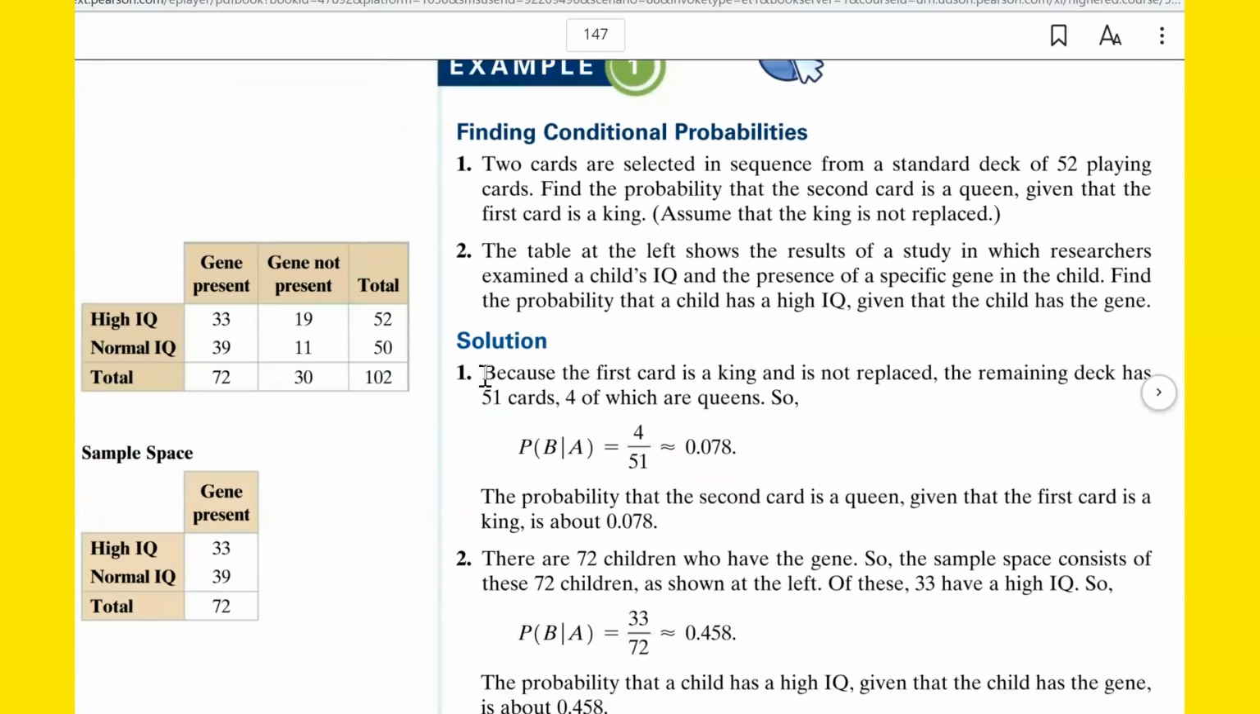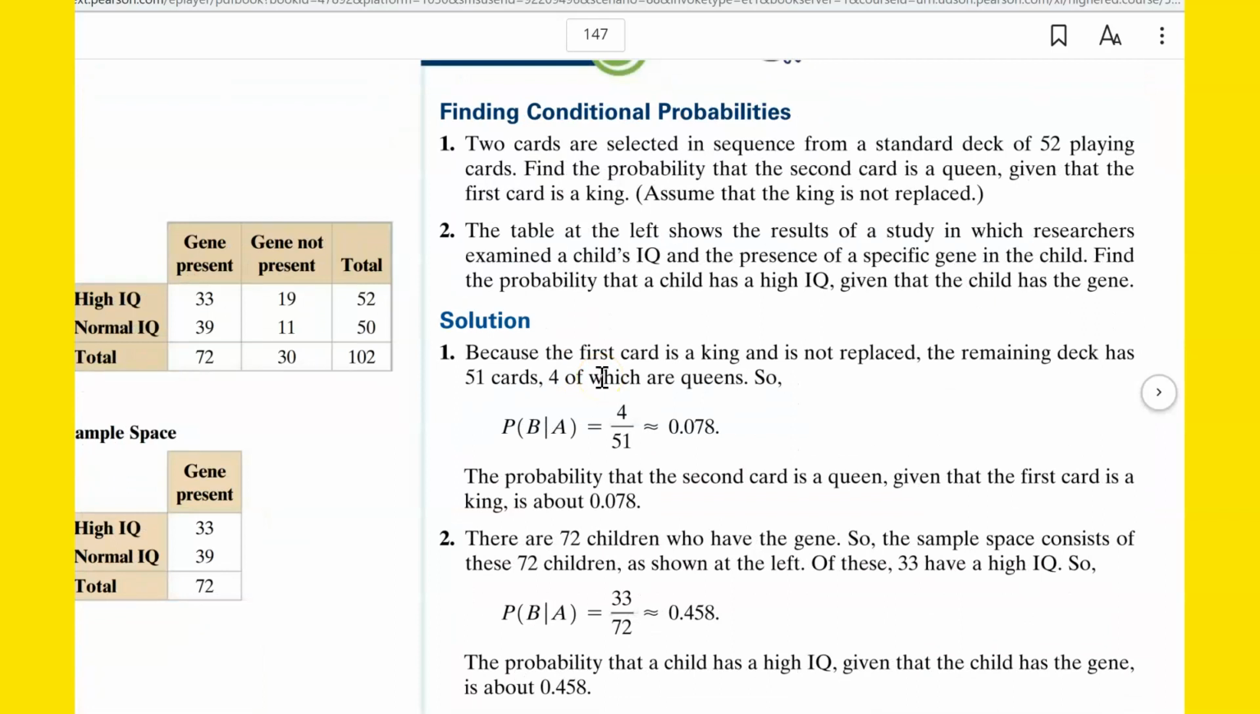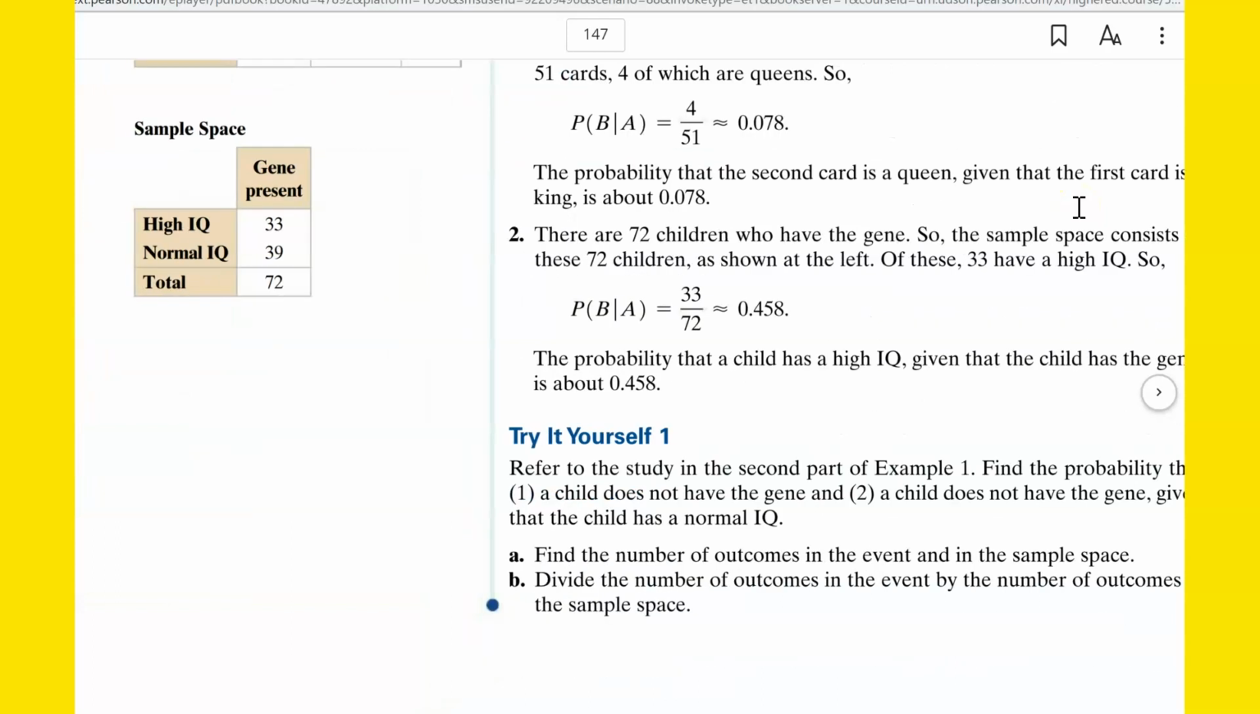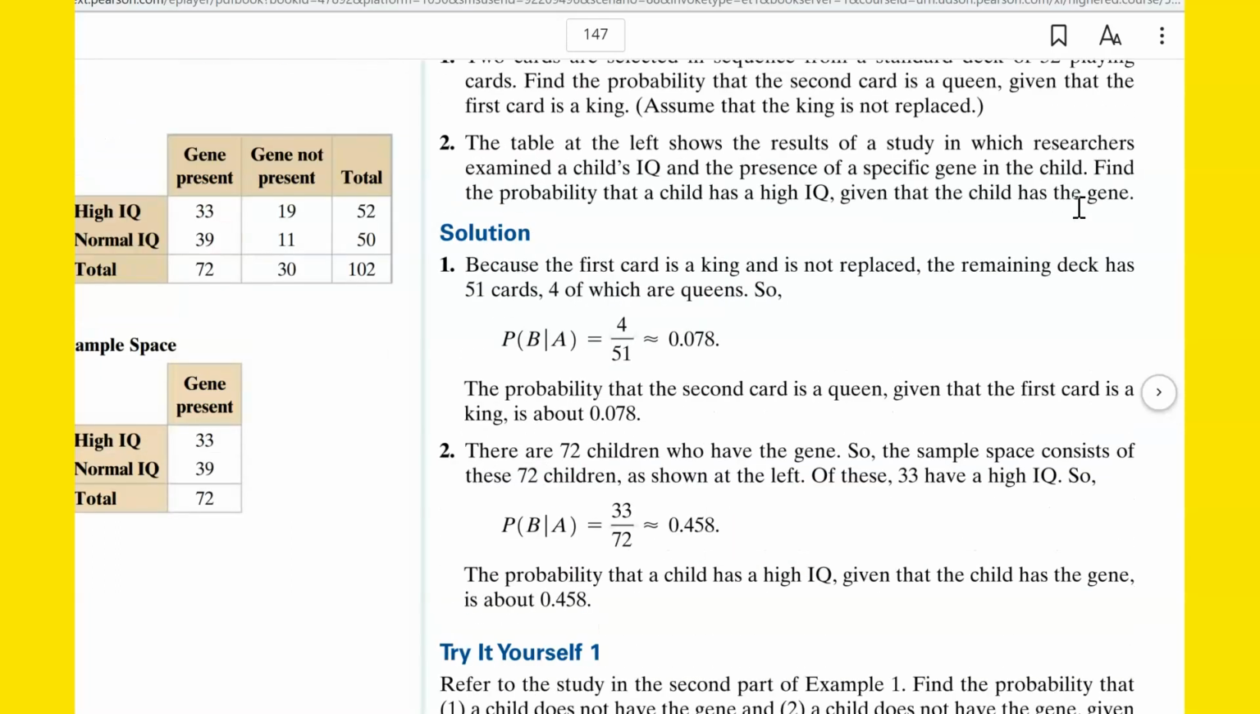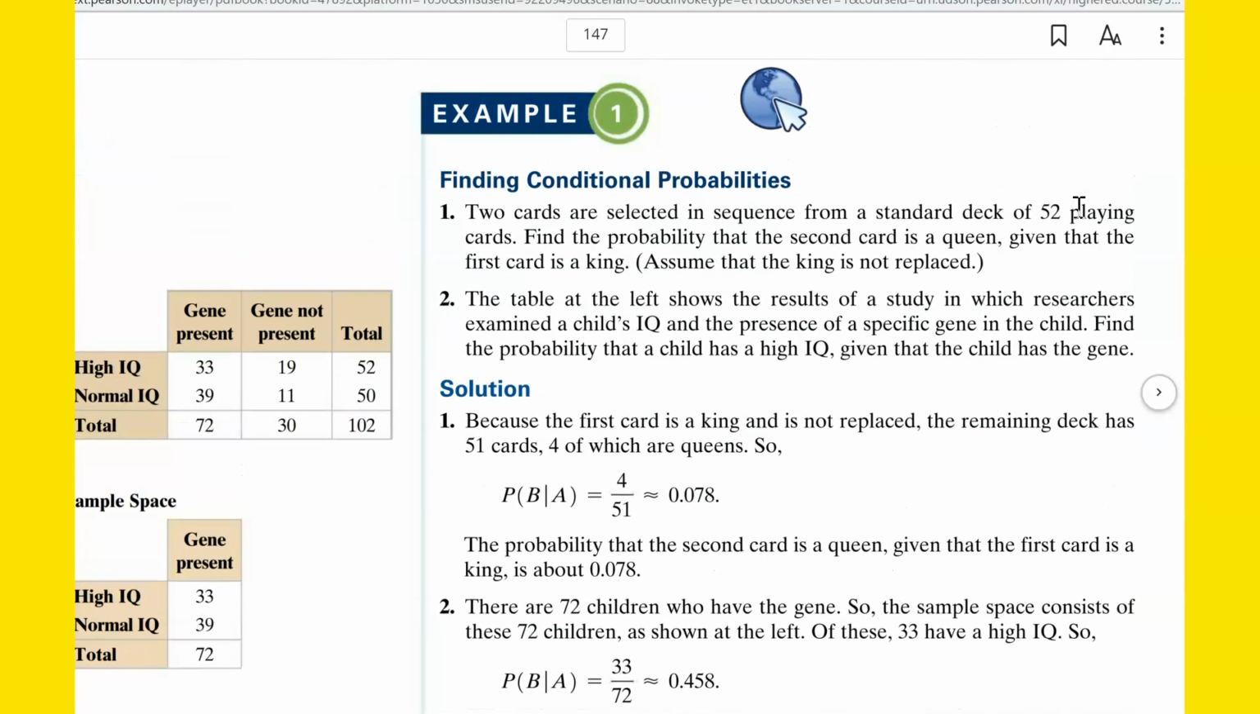Example 1. Two cards are selected in sequence from a standard deck of 52 playing cards. Find the probability that the second card is a queen given that the first card is a king. If you don't know much about playing cards, that's going to be a hindrance to you in this unit. I'm going to try to show you something that might help.